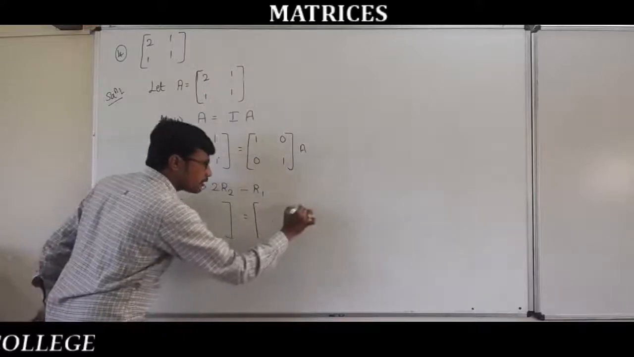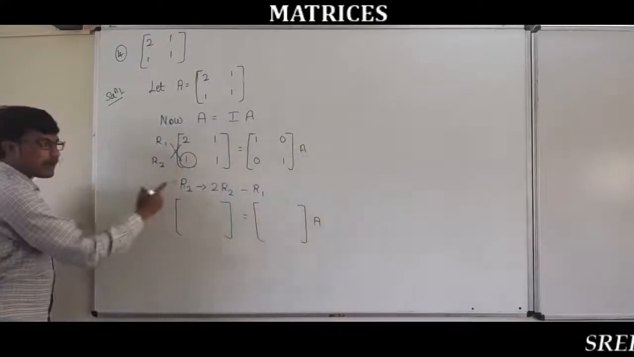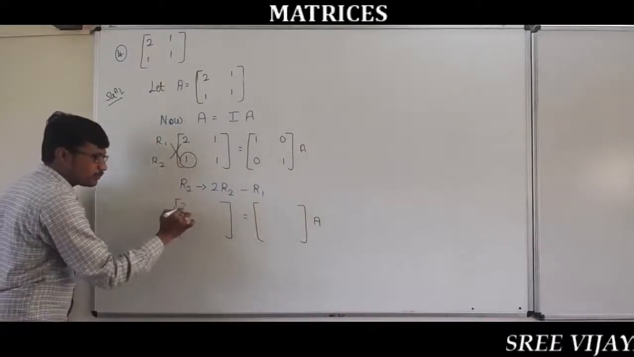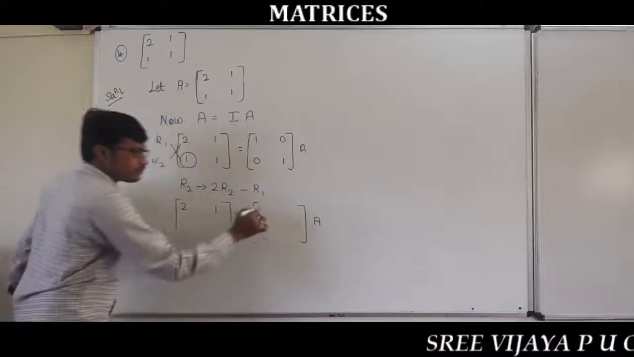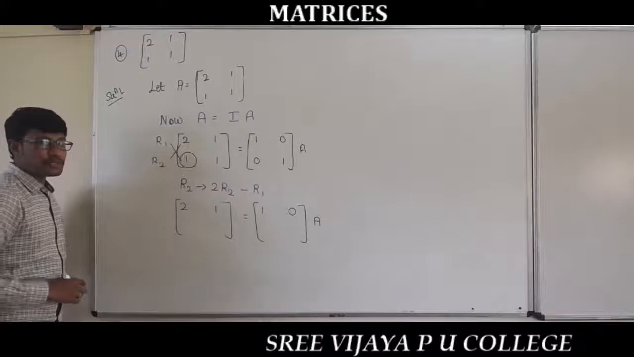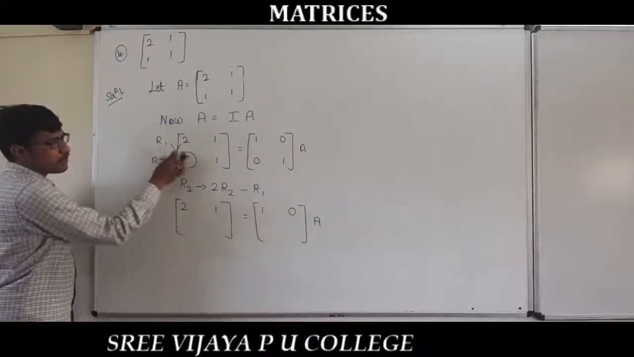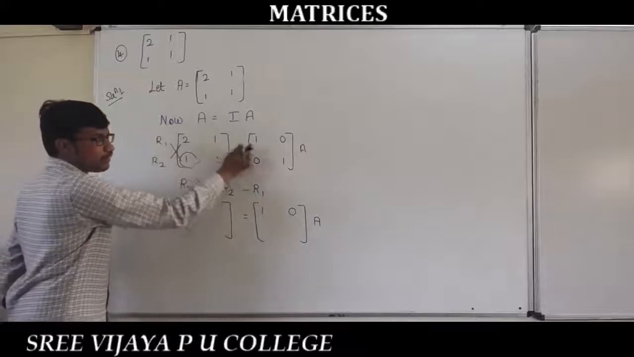Here R1 will stay and R2 will change. So 2, 1, 1, 0. This is the first row. Now the second row will change according to this elementary operation. So already you know the corresponding elements: for 1, 2; for 1, 1; for 0, 1; for 1, 0.